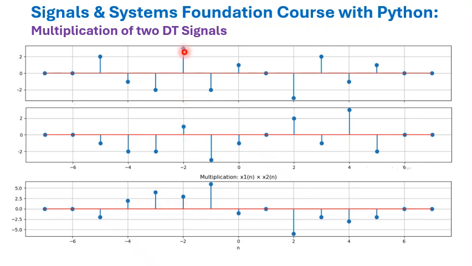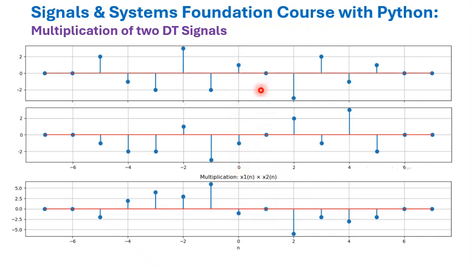So again, similar arguments apply for this one. Let's jump to this one when n equals, for example, minus 1. So at minus 1, we have the first signal equal to minus 2, whereas the second signal has a value of minus 3. So minus 3 multiplied by minus 2 will result in plus 6. So you see this line drawn here. This is plus 6. Then again at 0, this signal is minus 1 and this one is plus 1. So minus 1 multiplied by plus 1 will result in minus 1.